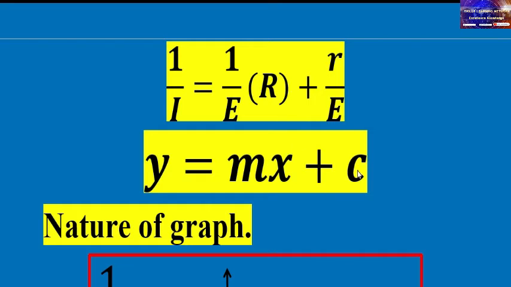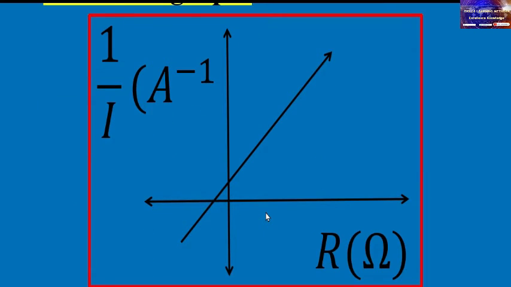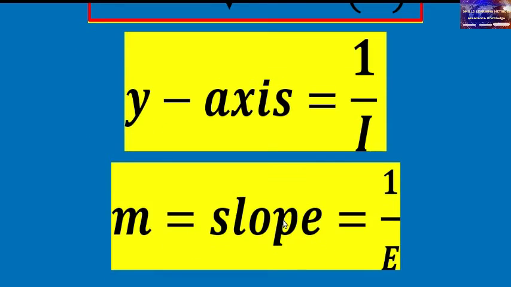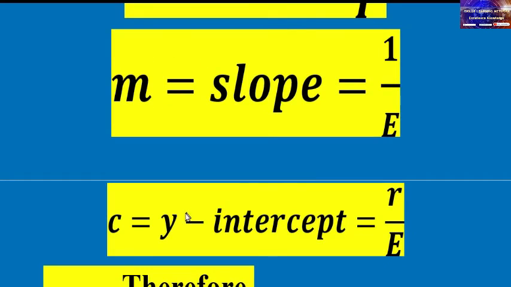You see, the nature of the graph is going to cut through the positive y-axis, giving a positive y-intercept. That is the nature of the graph. The y-axis is 1 over I, or reciprocal of current. The horizontal axis is R, which is resistance. So m is the slope, which is equal to 1 over E, and c is the y-intercept, which is equal to r over E.